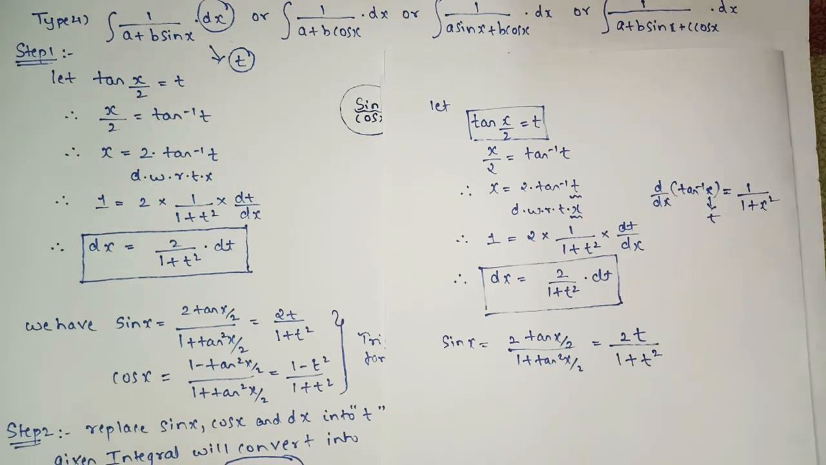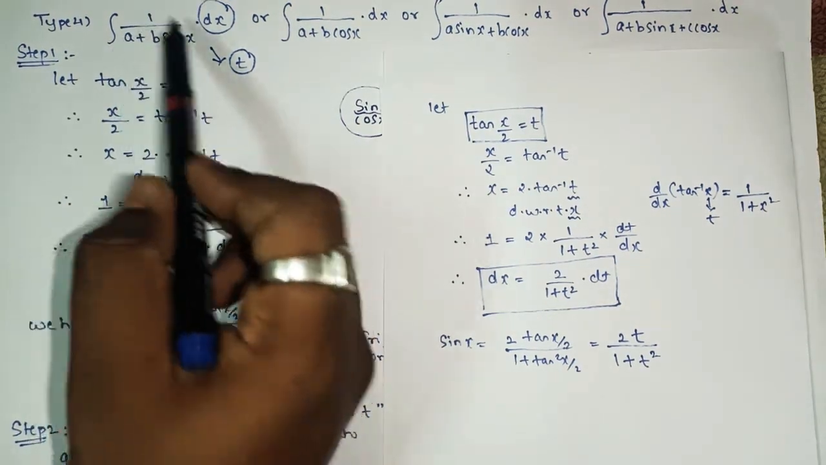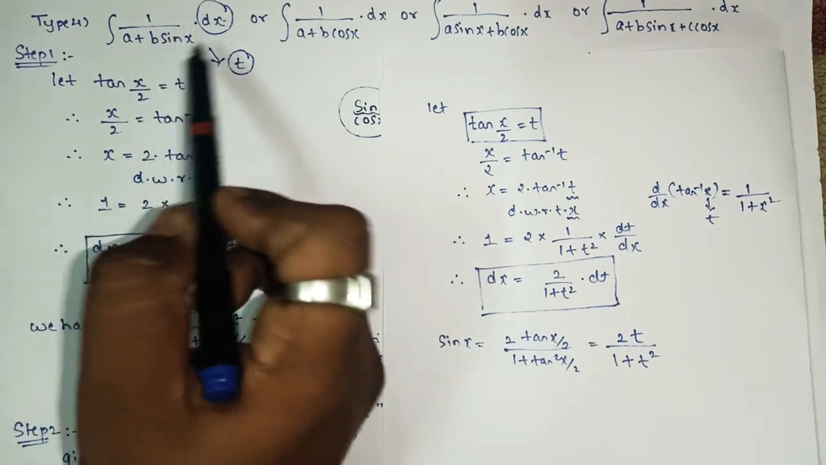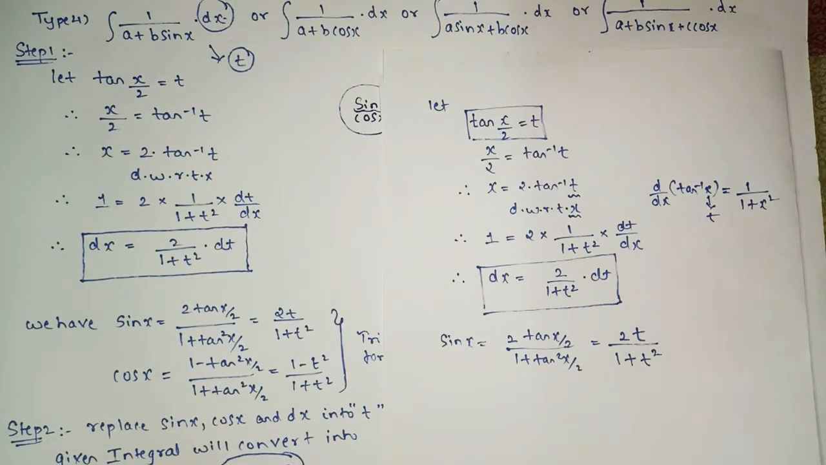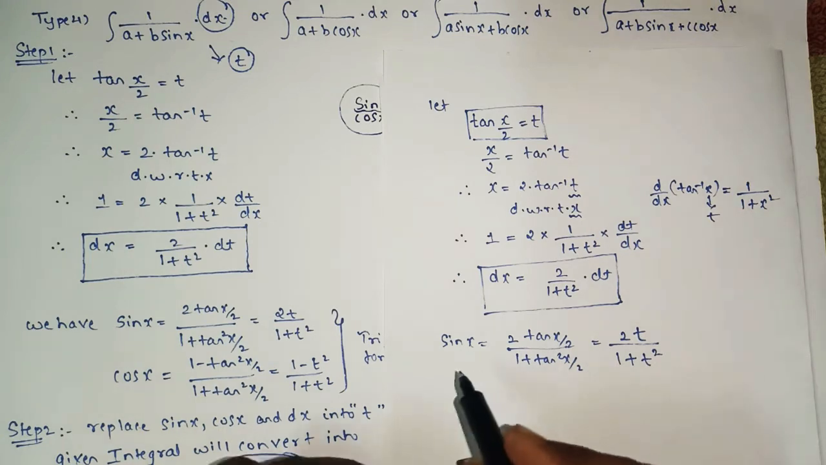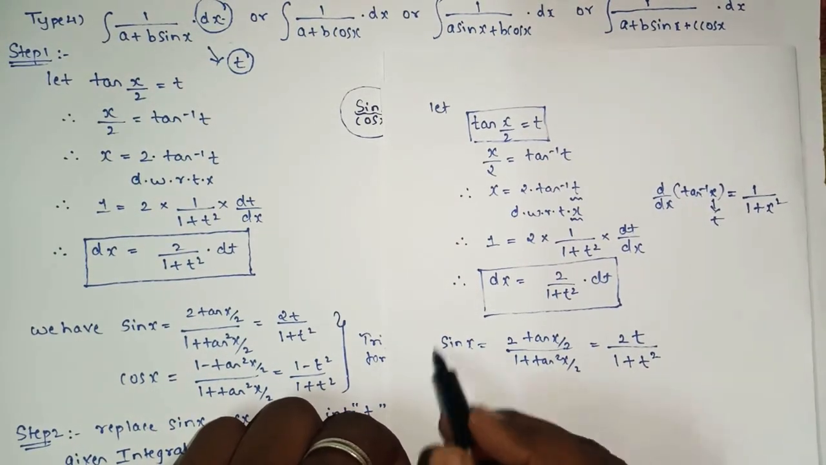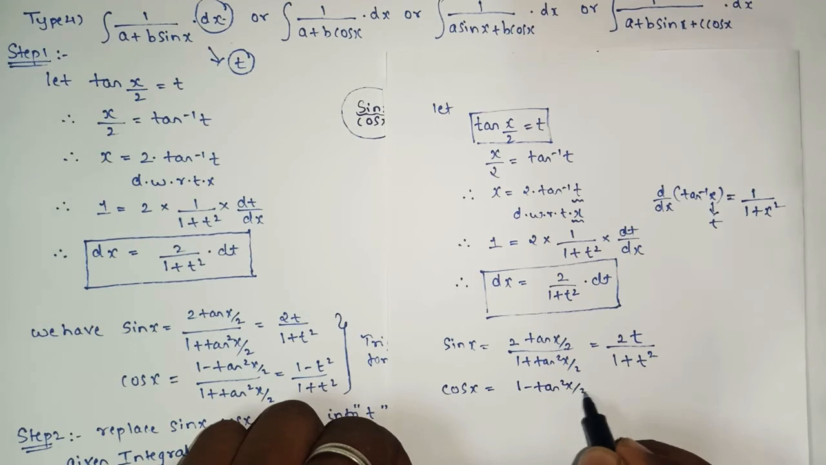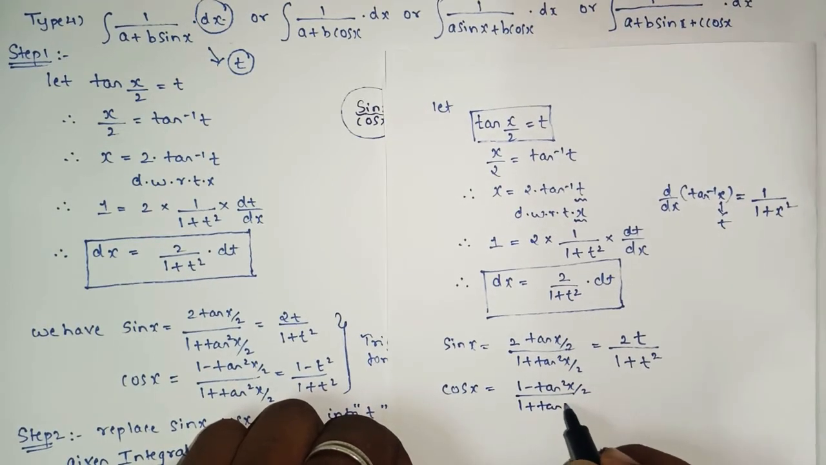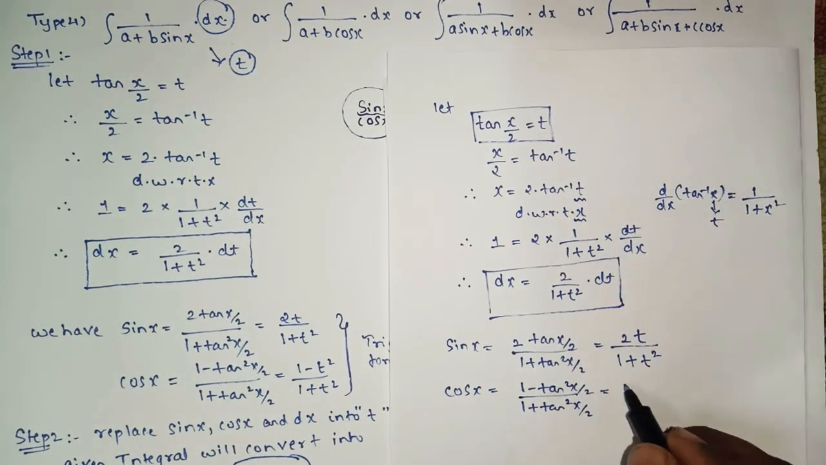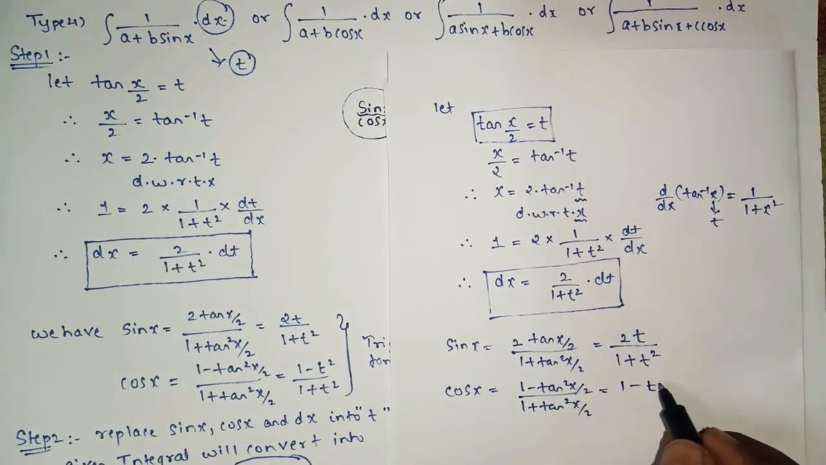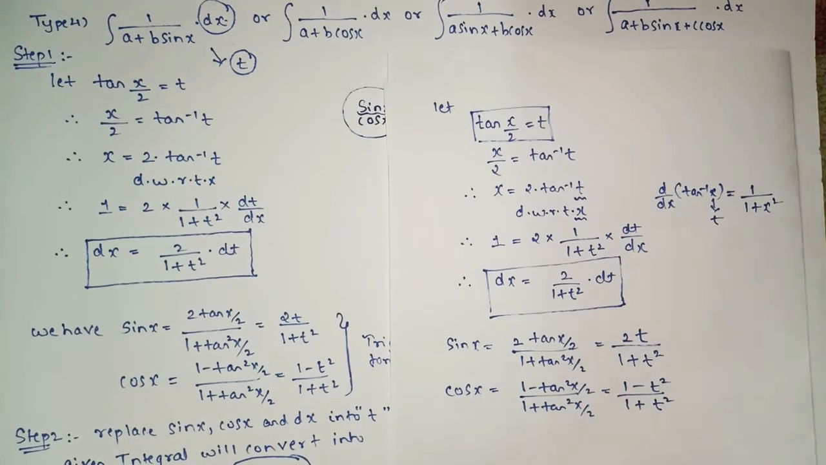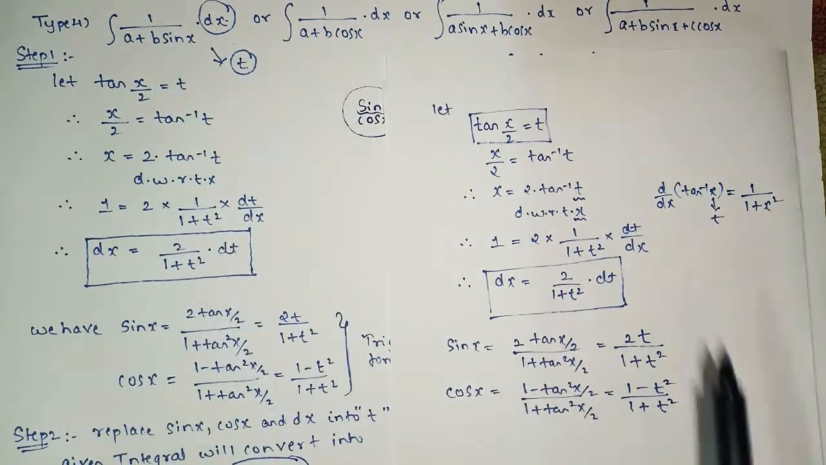I hope you understood this part also, because as I told you, the whole format gets converted into t. Even the dx will get converted into t, and the sin x will also get converted into t. This is the method in which we convert sin x in terms of t. Cos x is 1 minus tan square x by 2 upon 1 plus tan square x by 2. Since tan x by 2 is t, tan square x by 2 is t square. So here we converted sin and cos also in terms of t.